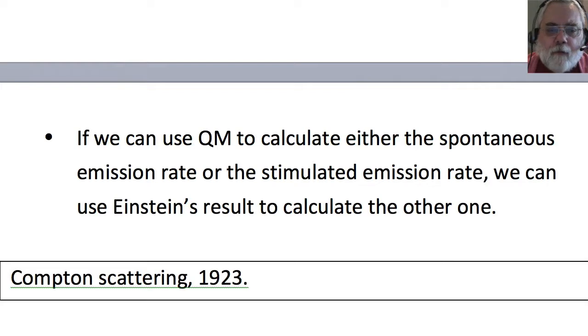If we can use quantum mechanics to calculate either the spontaneous emission rate or the stimulated emission rate, we can use Einstein's result to calculate the other one. And this is used in quantum mechanics. We are not going to do it in this course, however.